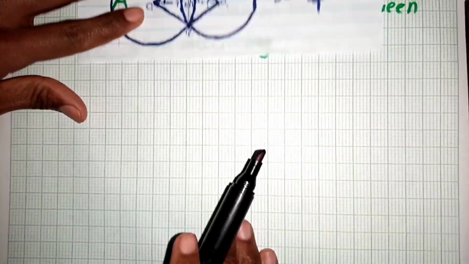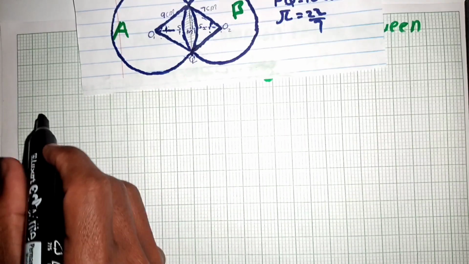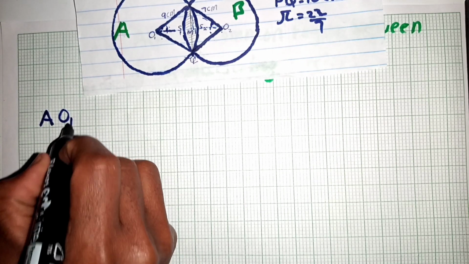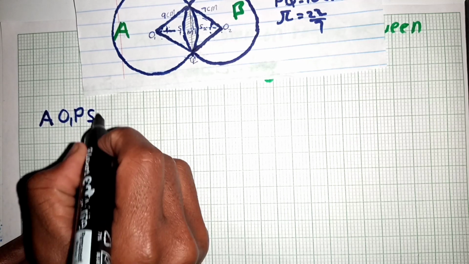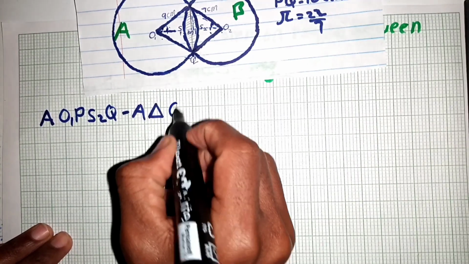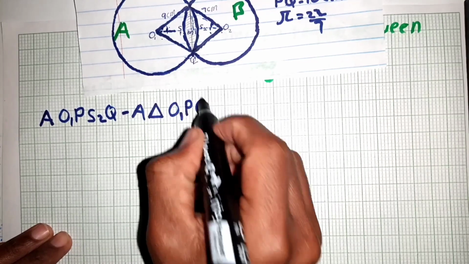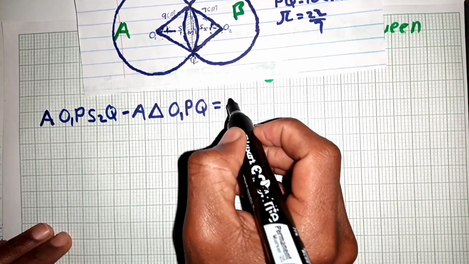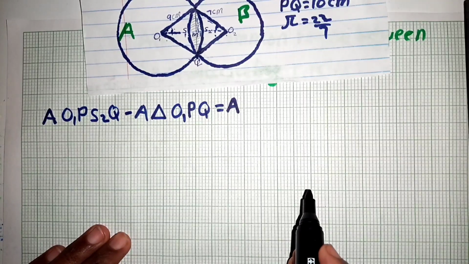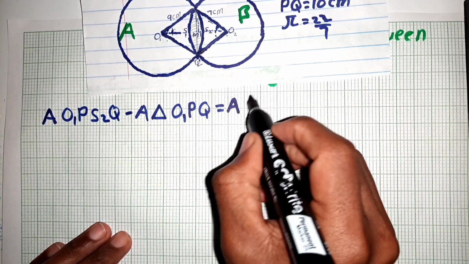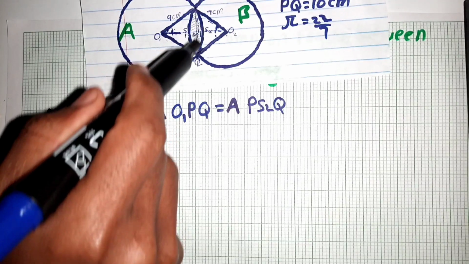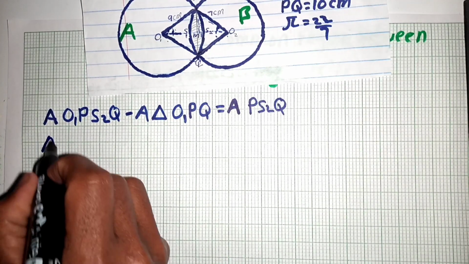Let me summarize. Area of sector O1 P S2 Q minus area of triangle O1 PQ is equal to the area of segment P S2 Q.